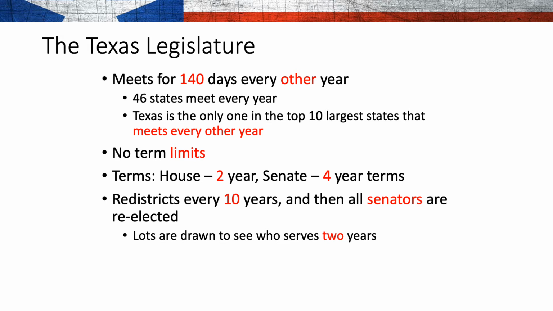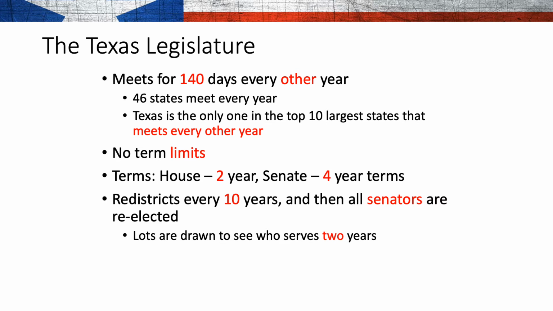There are no term limits in the Texas legislature, so if you want to be a legislator for your entire career and you keep getting elected, so be it. The Texas House serves 2-year terms, and the Texas Senate serves 4-year terms. Every 10 years after the census, which is why it's very important for you to fill out your census every time it comes around, there's redistricting.